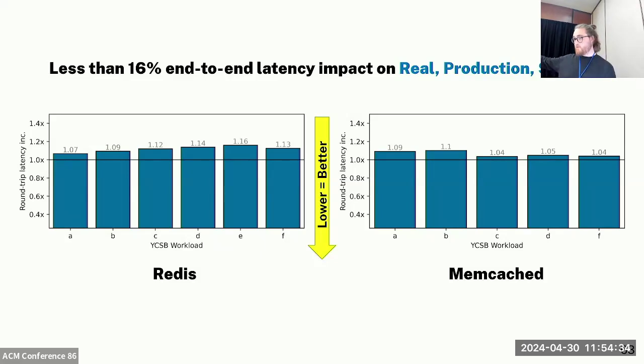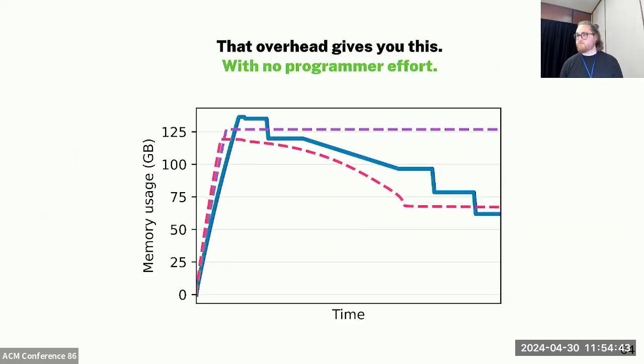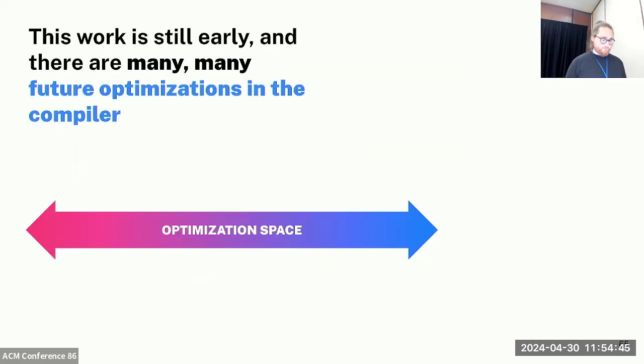So in really large applications with no code changes, we can have a decent performance impact despite the level of indirection, and we get this memory savings with no changes. And so, like many grad student projects, this is still pretty early. There's a lot of future opportunities to optimize this compiler.